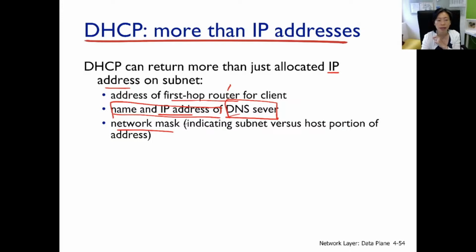And then the network mask. So this is to tell the host how long is the subnet part of the IP address. So provided the IP address, the DHCP server is also saying, hey, what is the subnet part? And therefore, the client also knows what is the host part.